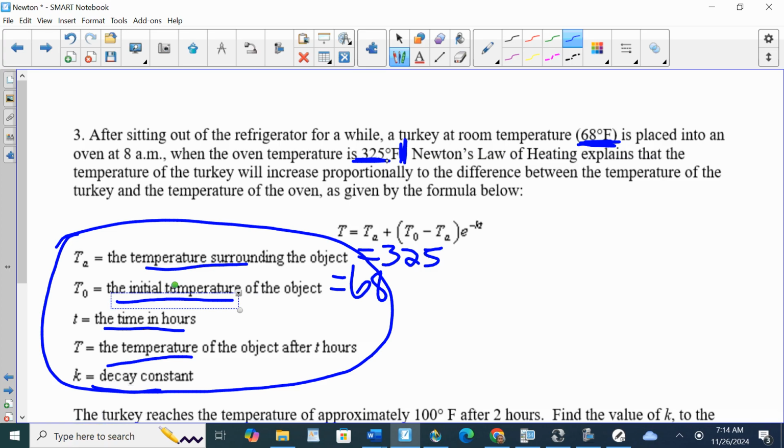All right. Now, I didn't use this 8 a.m. yet, so I'm going to circle it. I'm sure I'll have to come back to that at some point, but that is not any of those variables, at least not directly. Next sentence.